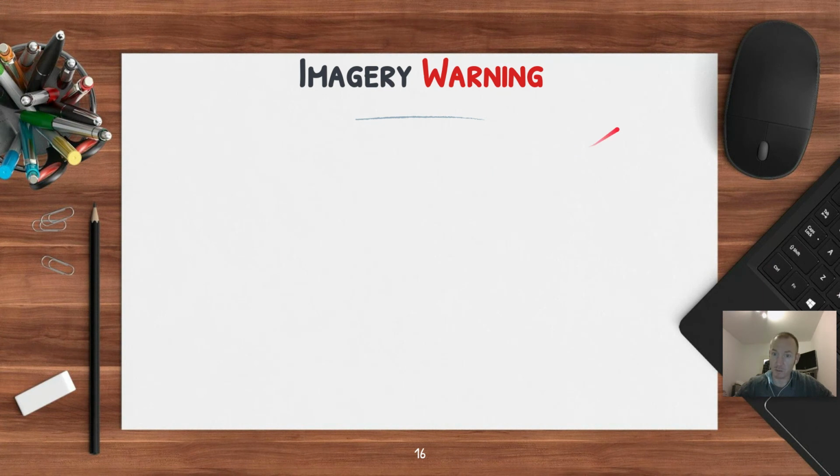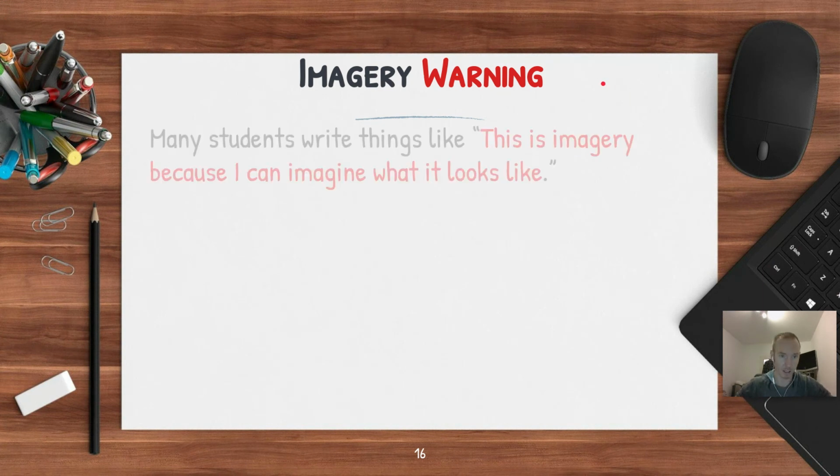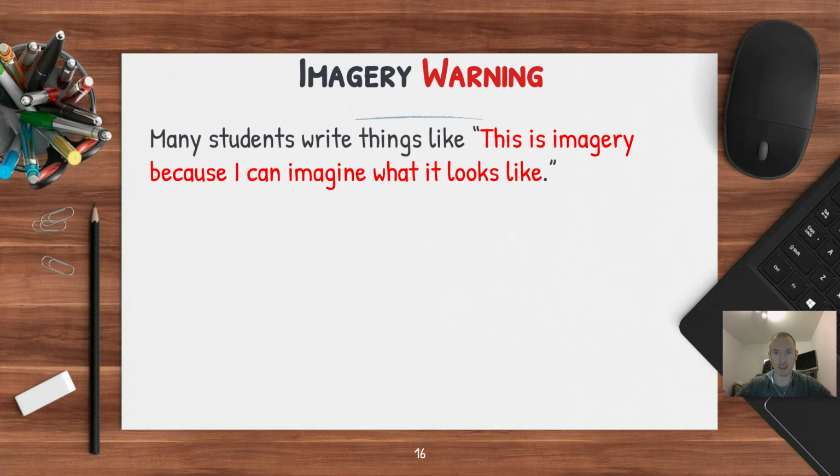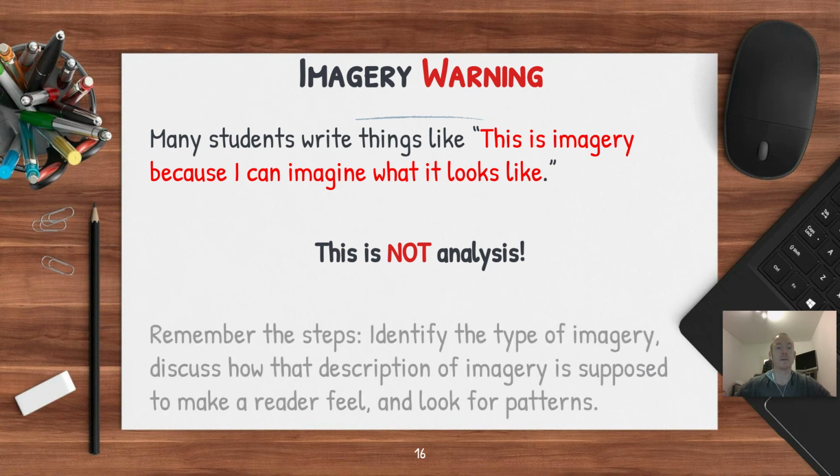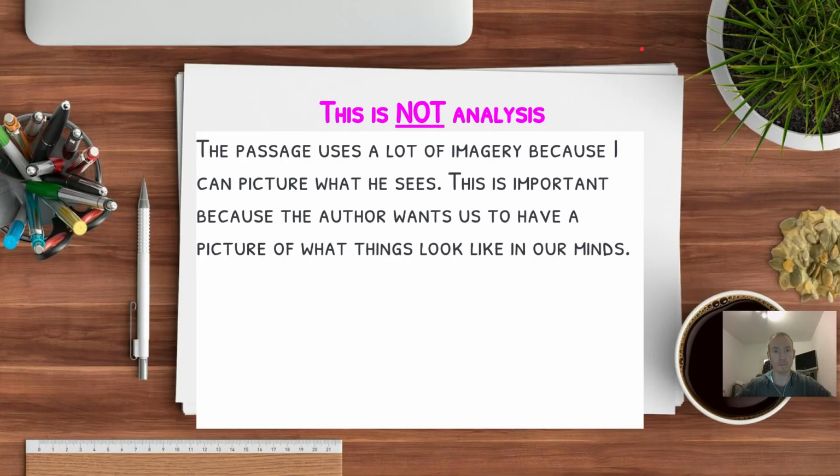So the most important thing I have for you about imagery is this warning. Many students write things like, this is imagery because I can imagine what it looks like. You saw me roll my eyes. That's not analysis. You need to remember to follow the steps. Identify the type of imagery first, discuss how that description of the imagery is supposed to make somebody feel, and then look for patterns. So this, again, is not analysis.